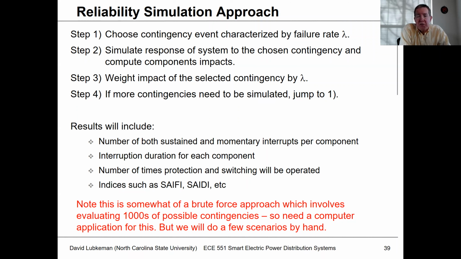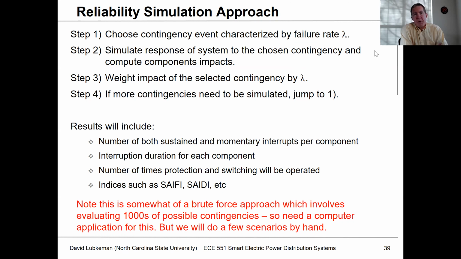But what I can get from this, once I have all these events simulated and I have the failure rates, is for a given year, the average number of sustained and momentary interruptions I'll have per year. What would I expect for interruption durations for each component in my circuit? How long is customer A going to be out versus customer B? I can know the number of times protection and switching is going to operate per year. I can have these indices worked out for SAIFI and SAIDI. So this is somewhat of a brute force approach.